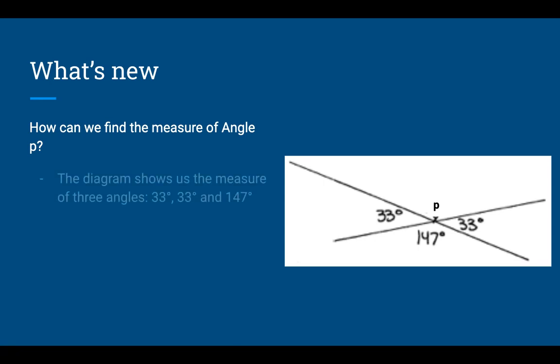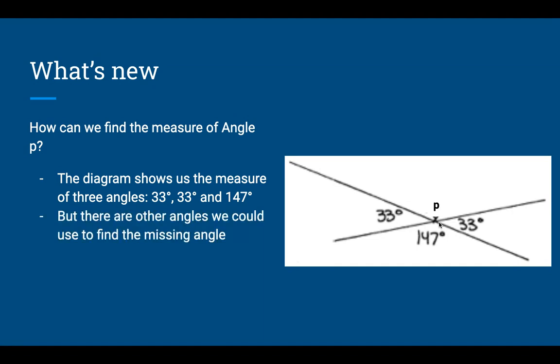Here's how I thought about it. The diagram shows us three angles in this case. The measure of this angle here is an acute angle, 33 degrees. This angle at the bottom is an obtuse angle, 147 degrees. And this angle over here on the right is another acute angle of 33 degrees. There are other angles we could use to find missing angle P. Just like the last problem, we know that a whole turn around a point measures 360 degrees. So I could use that to help me find angle P.